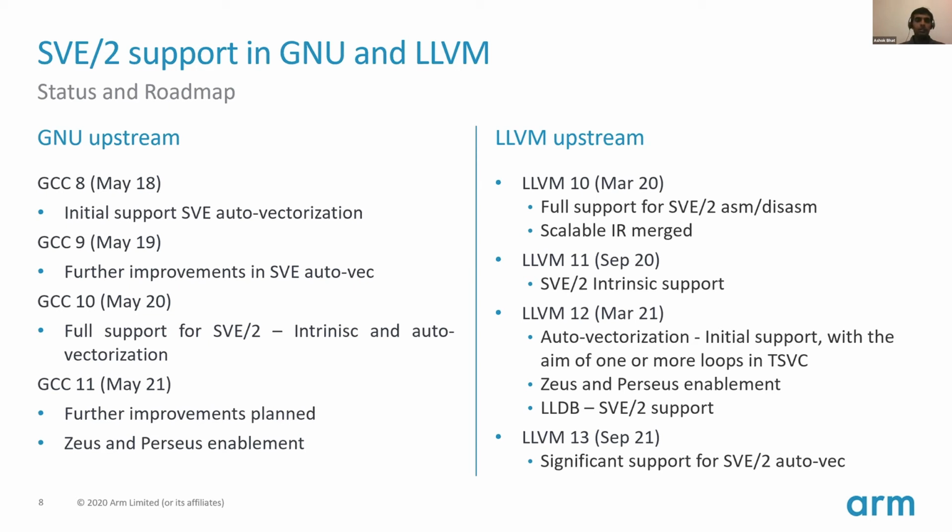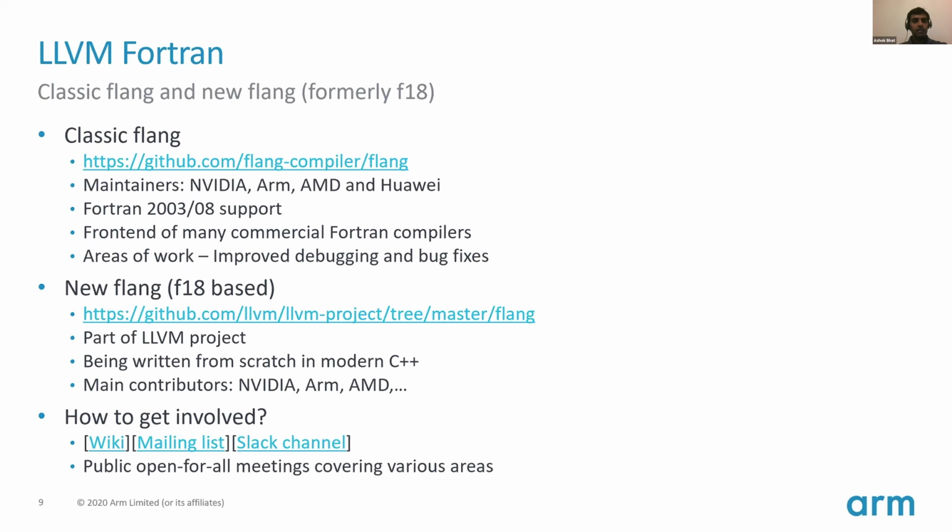Moving further, LLVM Fortran. This is another area, not relevant to the embedded segment, but highly relevant for the HPC, supercomputing segment. There's a project called Flang that was originally started by the NVIDIA team, and they open sourced it in 2017. The GitHub link shows where to go to get the sources. It has 2003 and 2008 support, but it was written in a different era, so it has a different style, which is not compatible with LLVM.